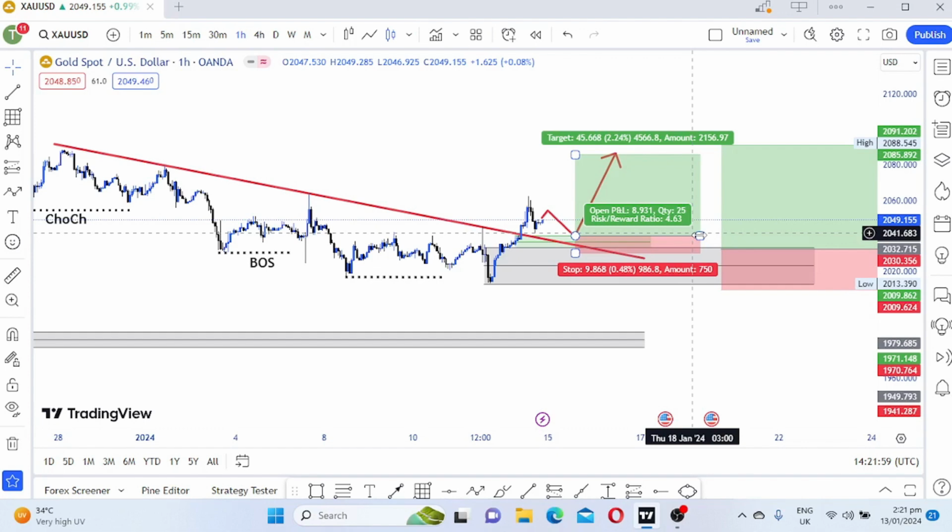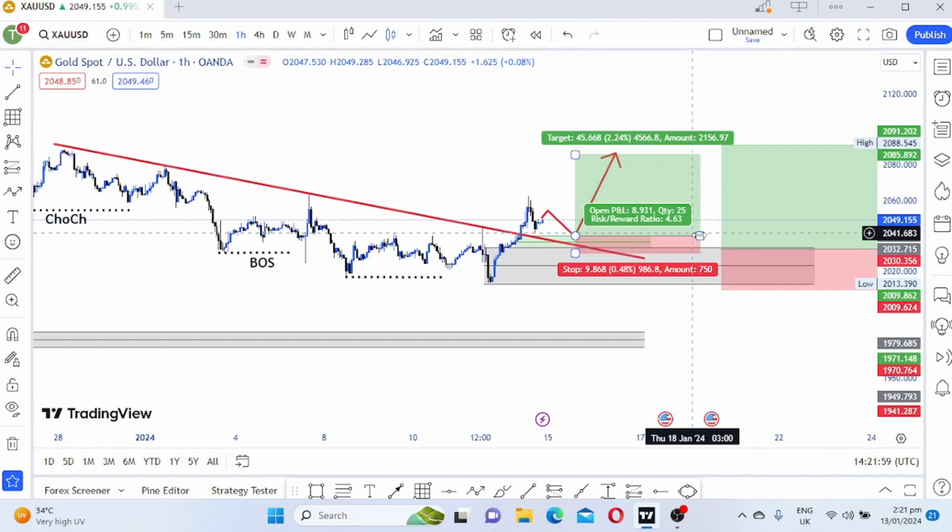We already see that there is a trend line, and we broke out of the trend line. Now we are waiting for price to retest the trend line, break this low to take liquidity to the downside, and then buy. Then I will be entering our buys. So that is my view on gold, guys.